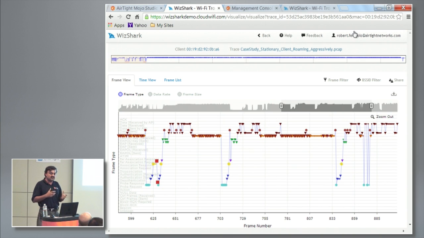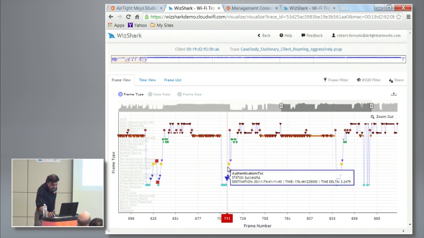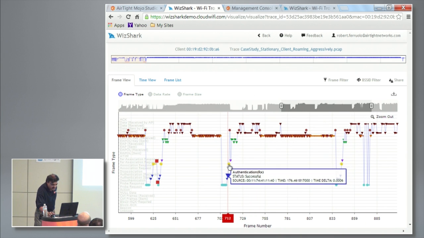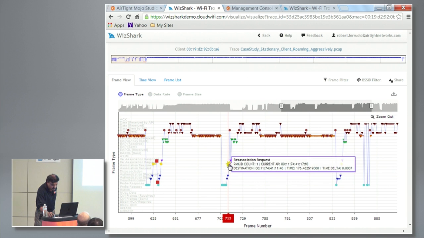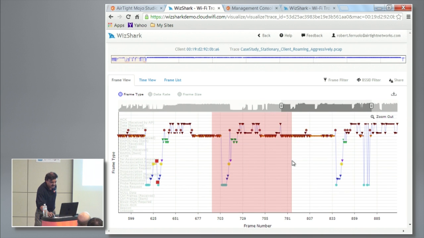This is something we have found hard to explain to people, because people normally associate client hopping with the user actually moving around. So when we say the user is not moving around but it can still happen, it is difficult to convince people. This clearly indicates that it is happening. If I show you what this frame is, this is actually a reassociation request frame.